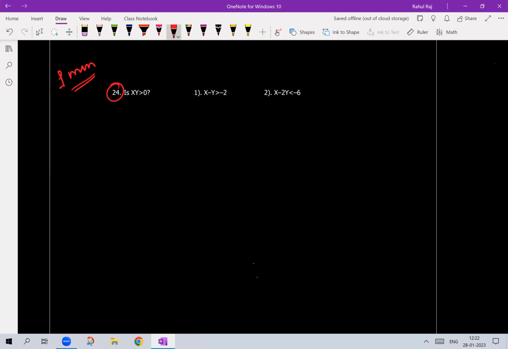Pretty simple question. Is xy greater than 0? That's it. Are x and y of the same sign, yes or no? Option number 1 says there's some equation given to you: x minus y greater than -2. That is, x greater than y minus 2. Now, what is our job? Our job is simple: to prove whether x and y as individual entities are of the same sign or not.